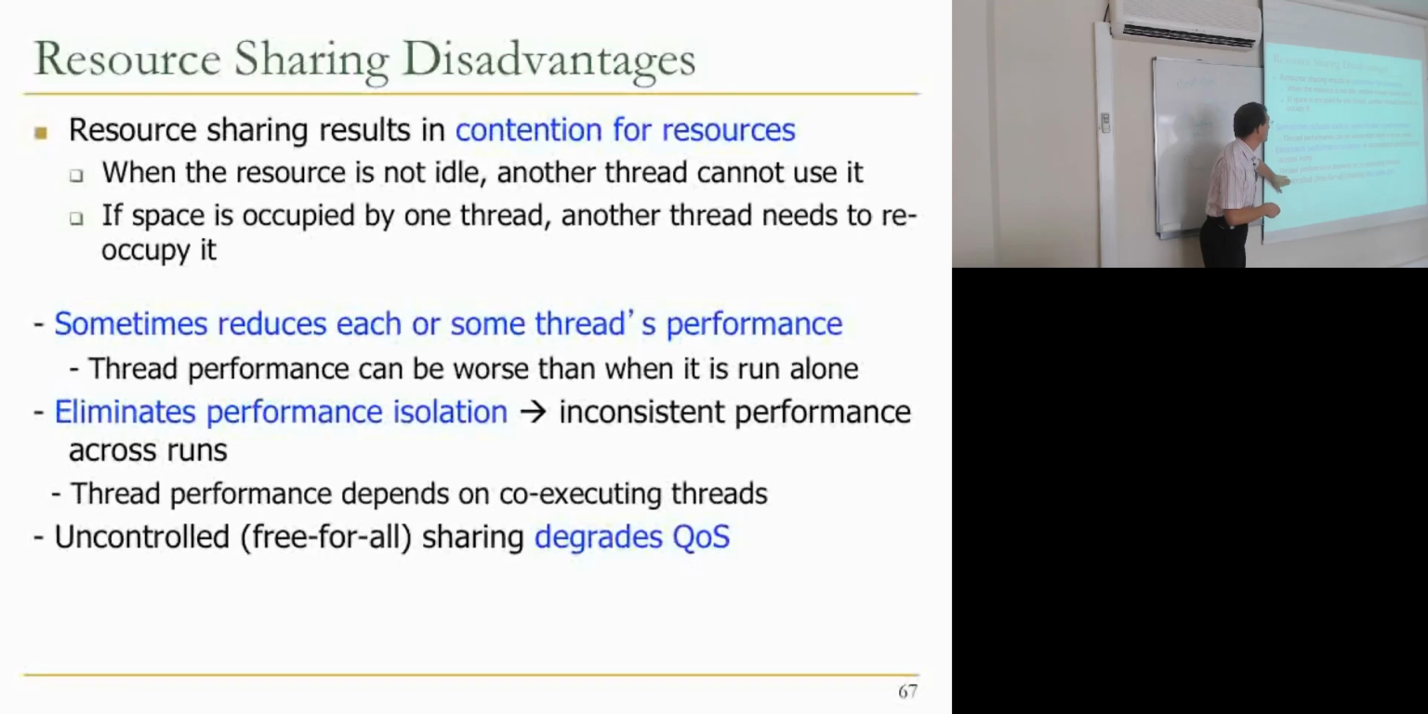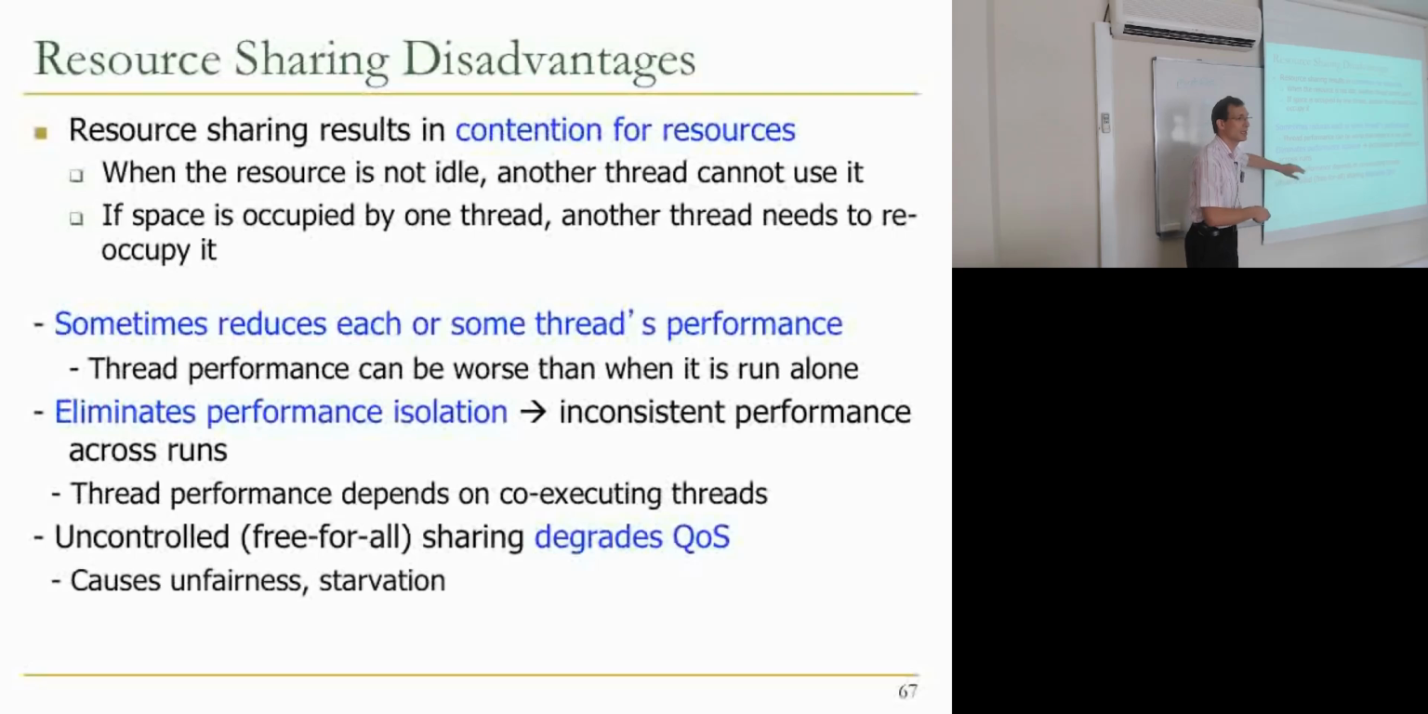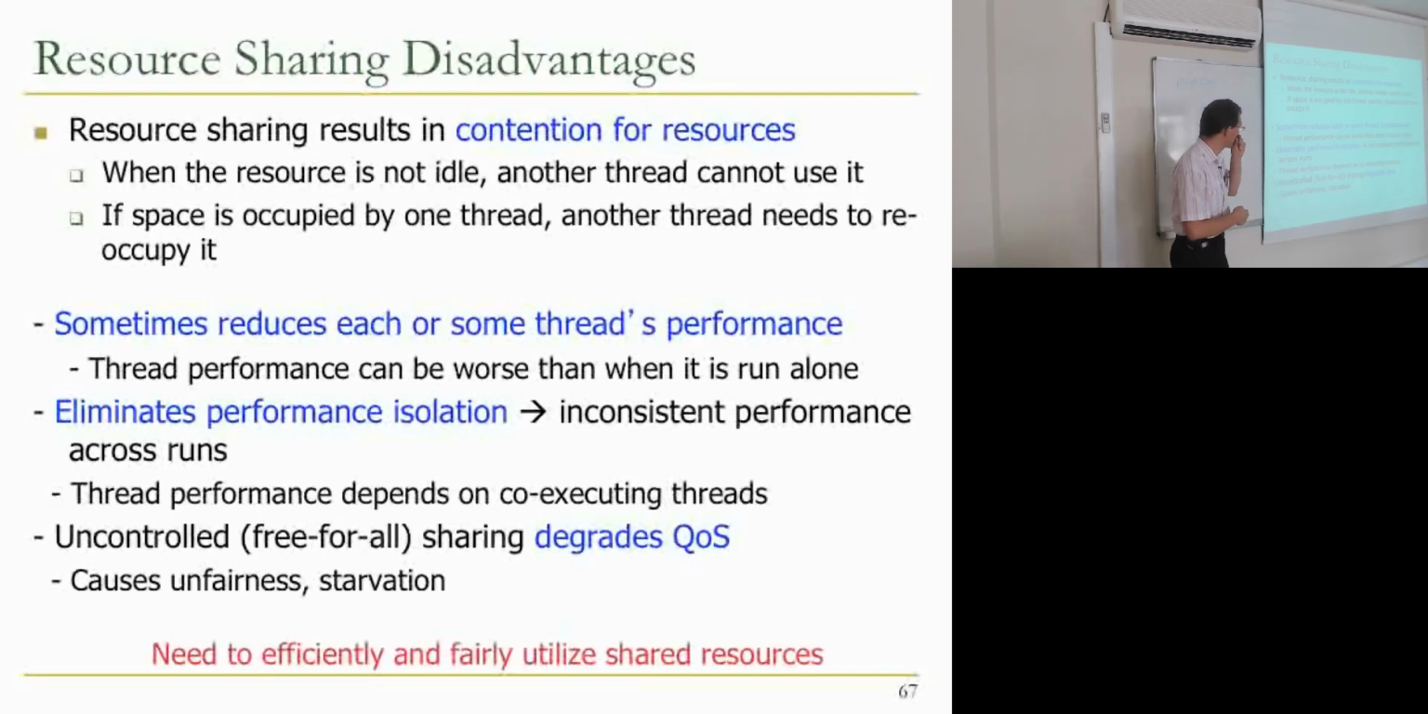Uncontrolled sharing degrades quality of service because of this reason. If you don't control the sharing somehow, if it's free for all, if any thread can get the cache block that it needs, you can get quality of service degradations. And this is important, as we will see, because the user gets affected by it. Service level agreements get affected by it also. And this can cause unfairness and starvation, as we will see in many of the shared resource management issues.